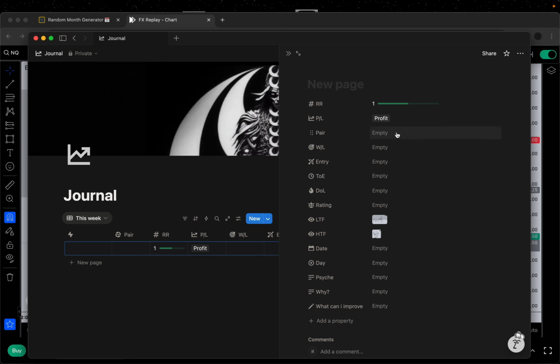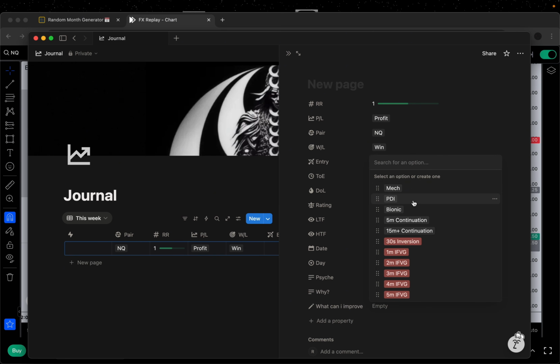P&L is obviously a profit. The pair is NASDAQ. The win is a win. The entry. Okay, so these are the models. I work for PB, so I include MEC and PDI, but I really only trade my model, which aligns with these. So this is why those are there.